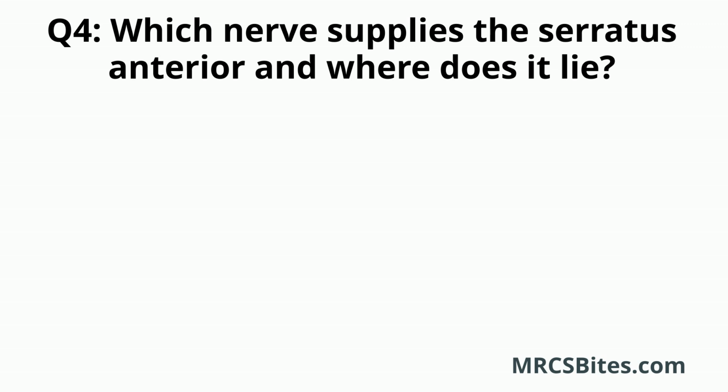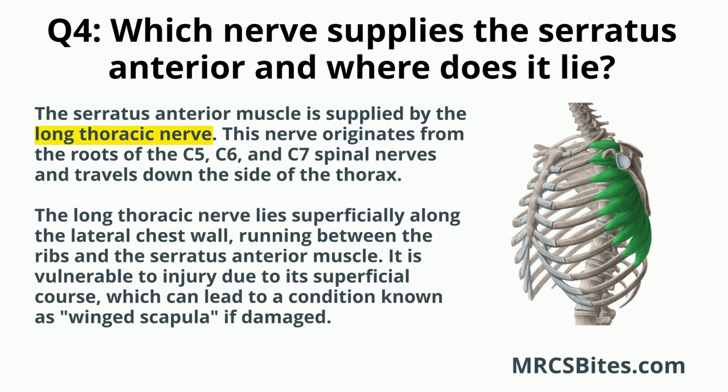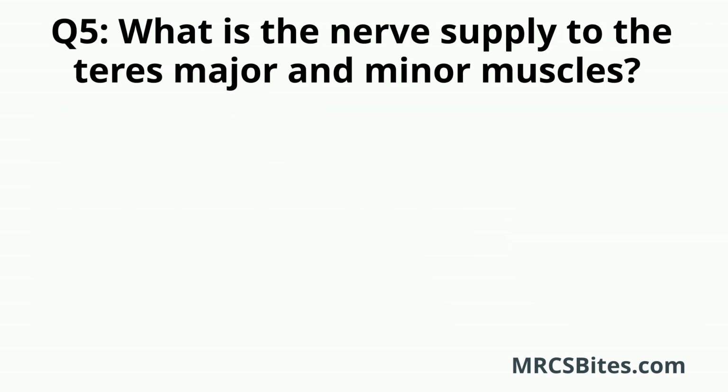Question 4. Which nerve supplies the serratus anterior and where does it lie? The serratus anterior muscle is supplied by the long thoracic nerve. This nerve originates from the roots of the C5, C6, and C7 spinal nerves and travels down the side of the thorax. The long thoracic nerve lies superficially along the lateral chest wall, running between the ribs and the serratus anterior muscle. It is vulnerable to injury due to its superficial course, which can lead to a condition known as winged scapula if damaged.